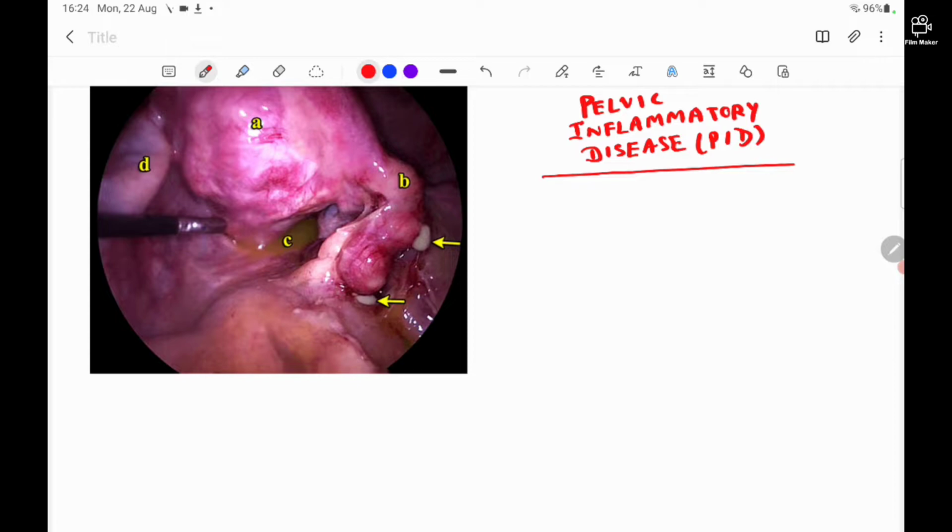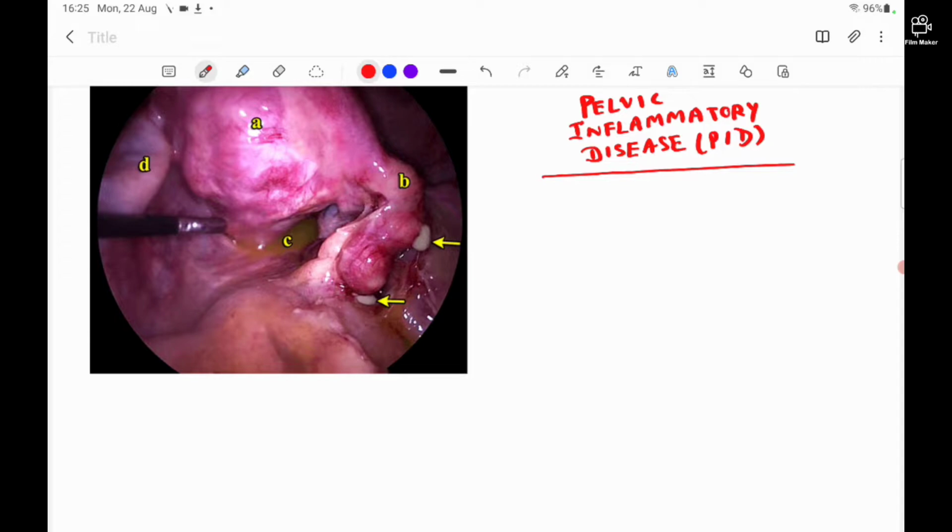Now here I have a laparoscopic view of the internal reproductive organs of a female. So what is pelvic inflammatory disease? Basically from the name you can get an idea that this is just inflammation of organs. This disease causes inflammation. In this laparoscopic view you can see the condition the female is going through. It's a very painful condition.